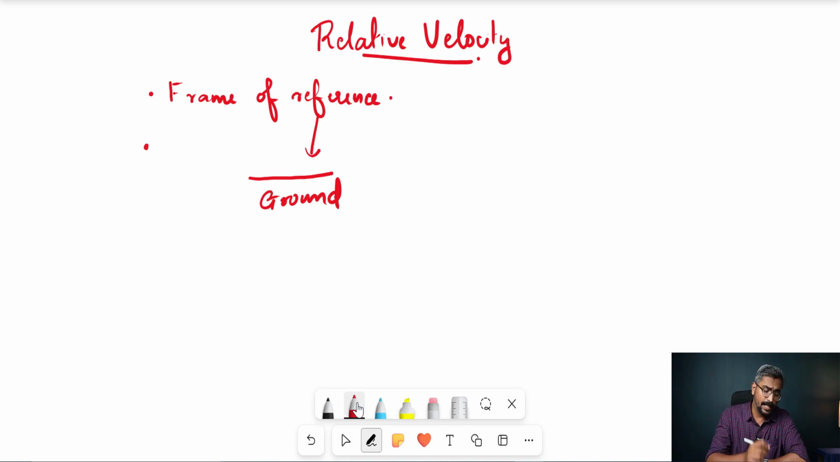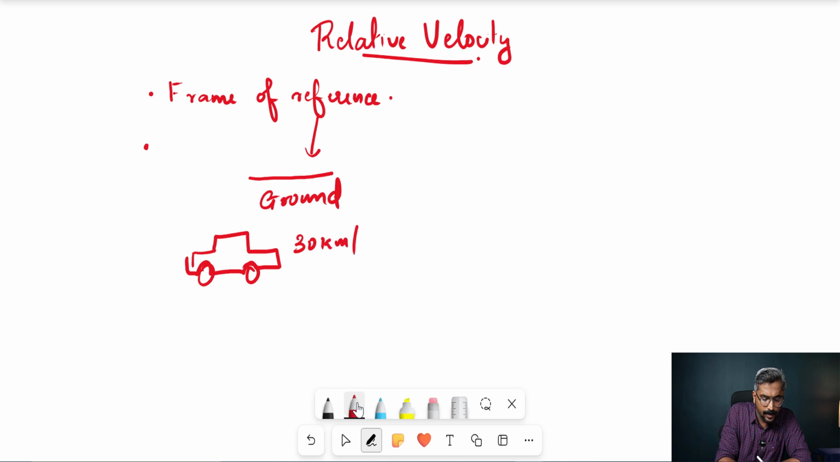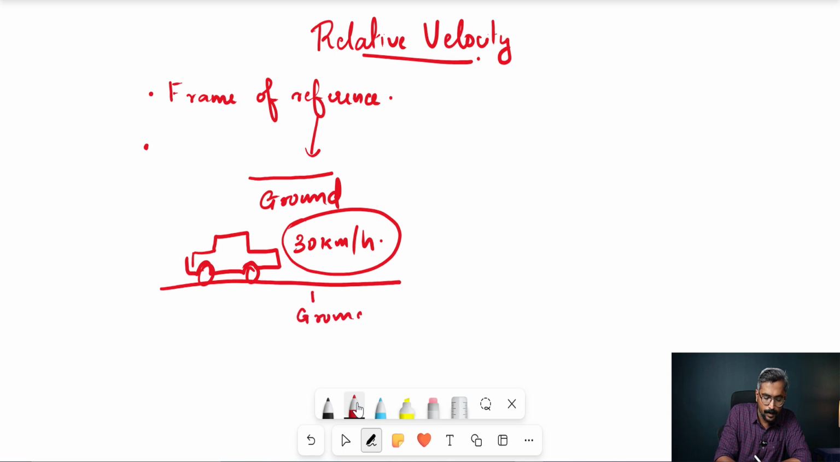Once again, just imagine that I have a car moving at a velocity or speed of 30 kilometer per hour. This 30 kilometer per hour is the speed with respect to the ground. You can see in the speedometer that it changes from time to time as you accelerate or decelerate. The speed or velocity changes, and we say it is the relative velocity with respect to the ground.